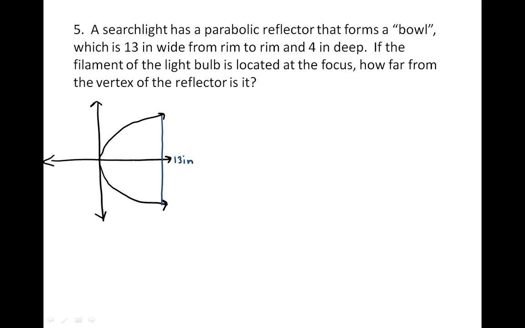Well, half of 13 is 6.5. Okay, and then also it says it's 4 inches deep. So that means that from here to here is 4 inches. Which means this is 6.5 and this is 6.5. So this point right here would be (4, 6.5). Does that make sense? And then this point would be (4, negative 6.5).